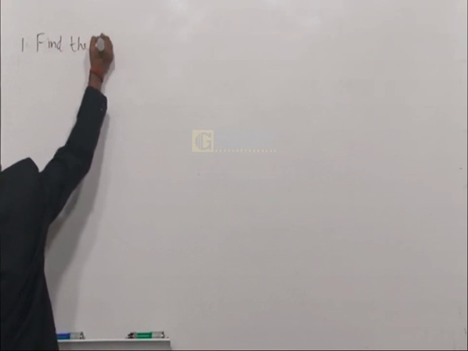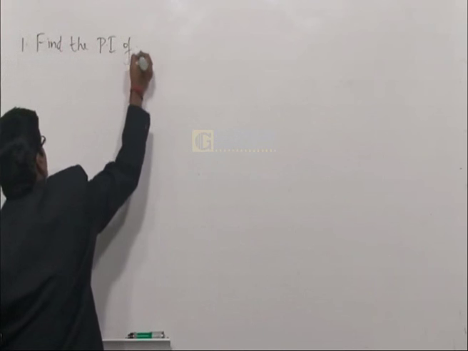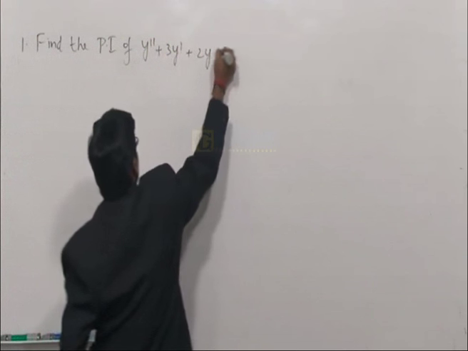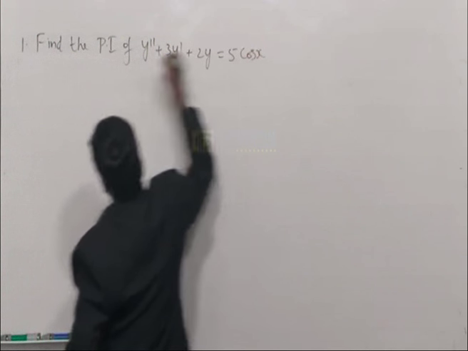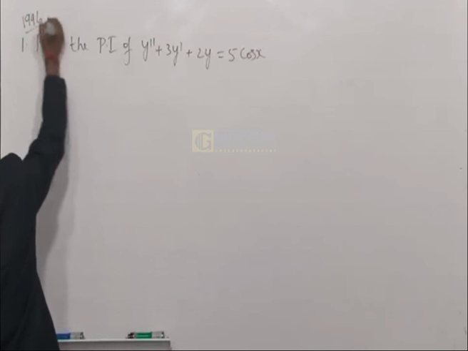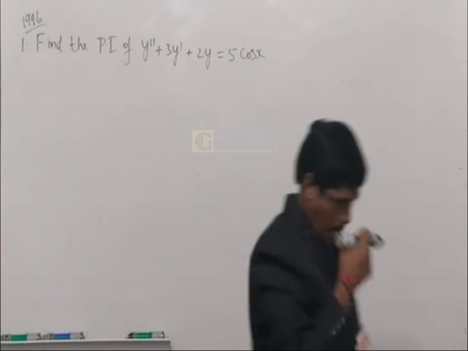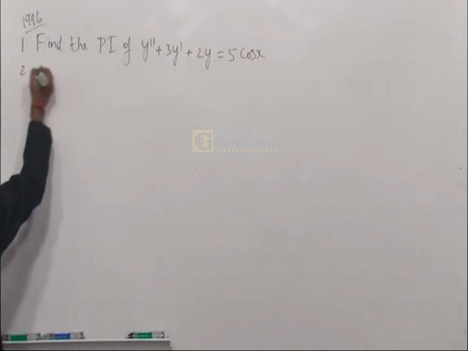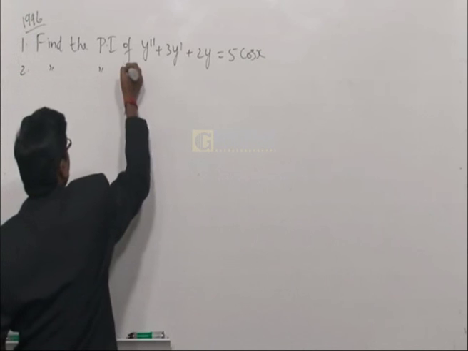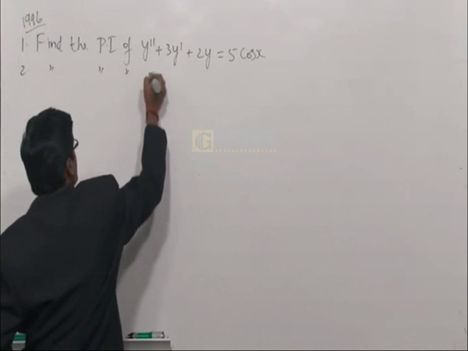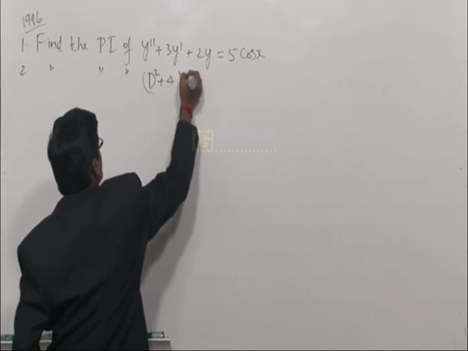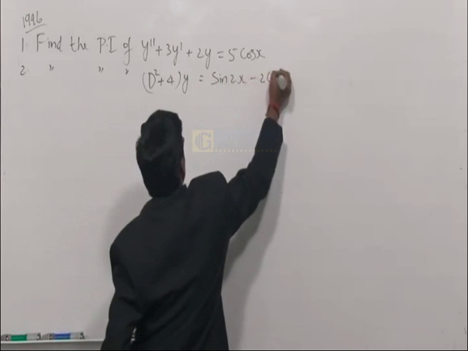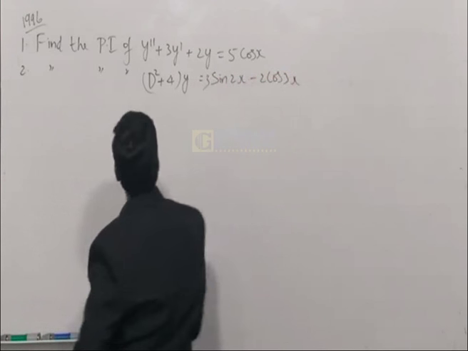Find the particular integral of y double dash plus 3y dash plus 2y is equal to 5 cos x. This is given 1996. Find the particular integral of D square plus 4 into y is equal to 3 sin 2x minus 2 cos 3x.